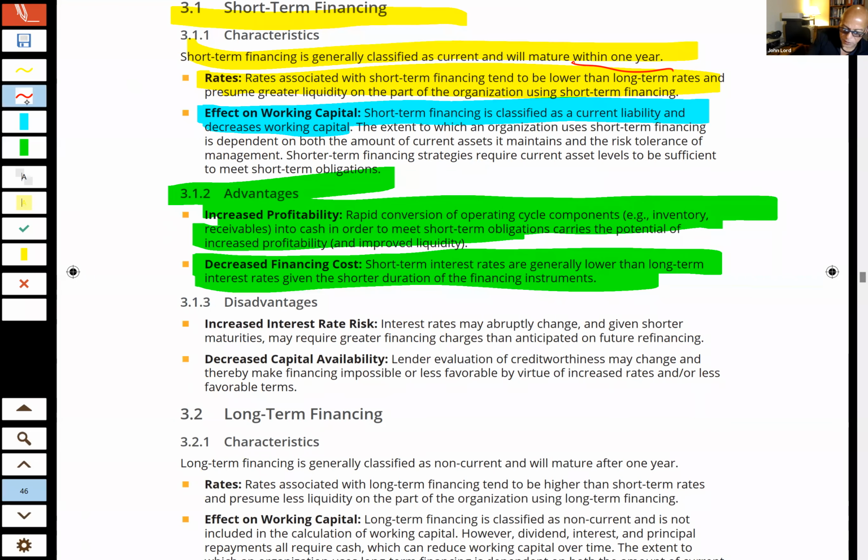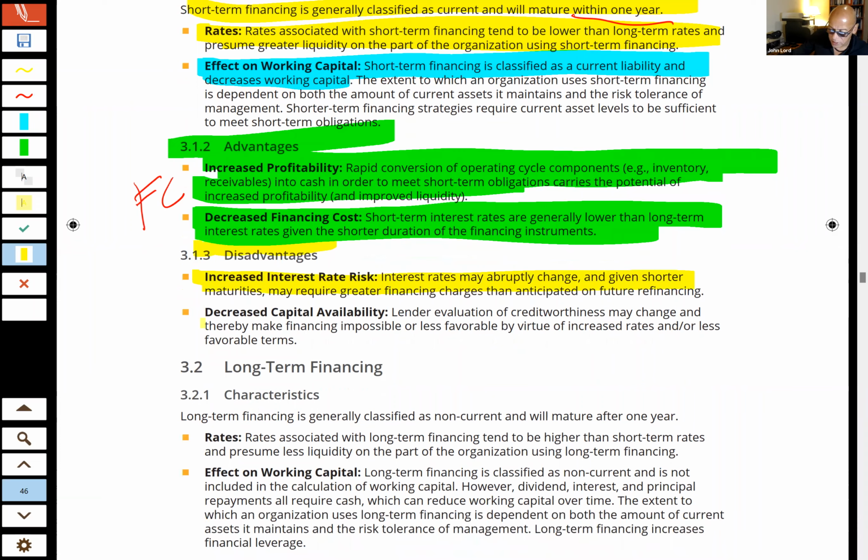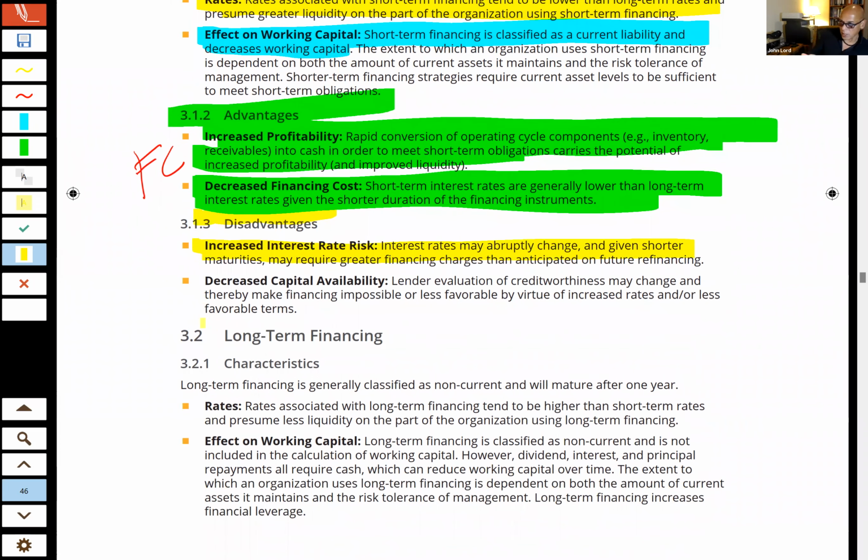Here come the advantage, disadvantage monsters. So let's just go ahead and flashcard them. Disadvantage, increase interest rate risk. Okay, if interest rates abruptly change, they're going up, we're locked into all the short-term financing. Now we're going to have to go back out into an increasing interest rate world and get some borrowing when interest rates are going up.